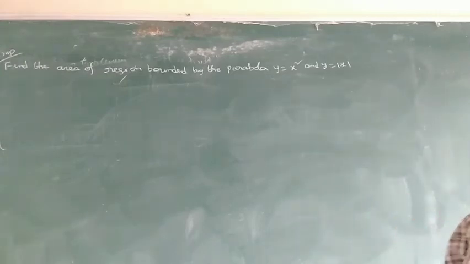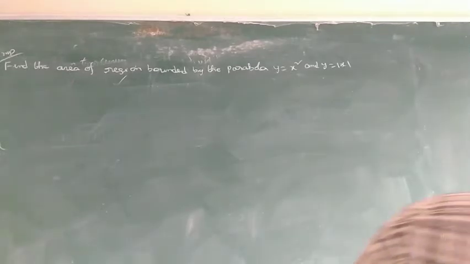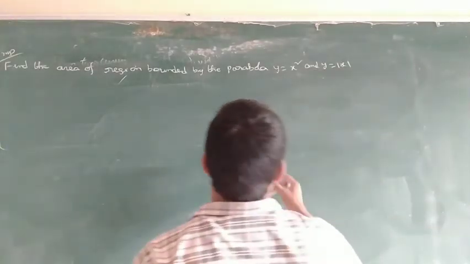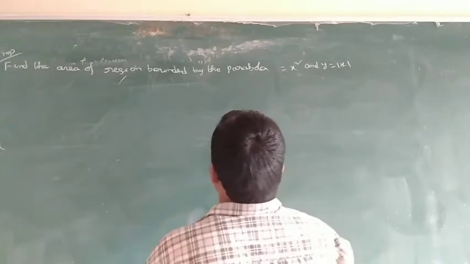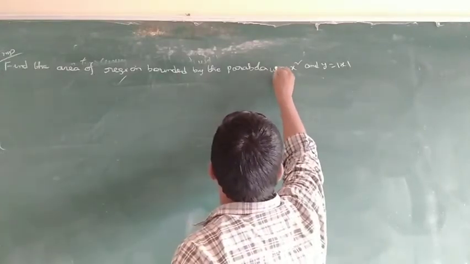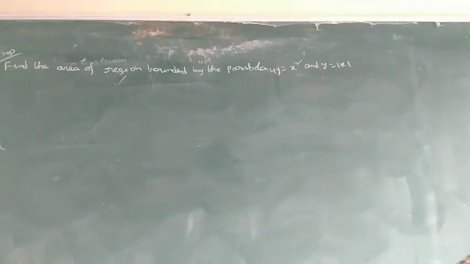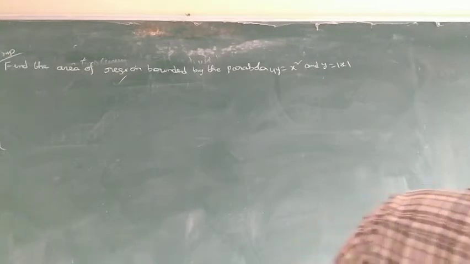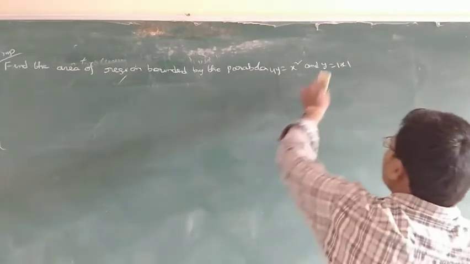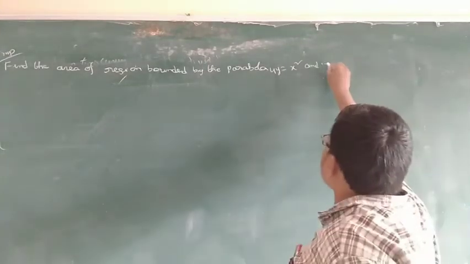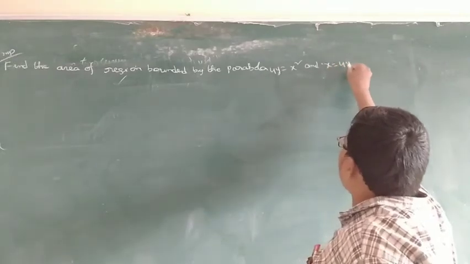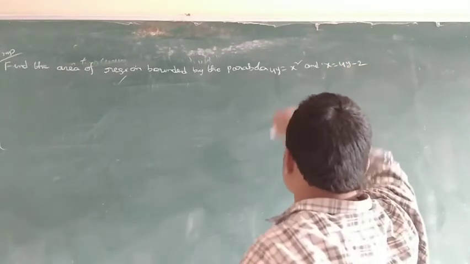Next, the last one. Find the area of the region bounded by the parabola x square is equal to 4y and x is equal to 4y minus 2.